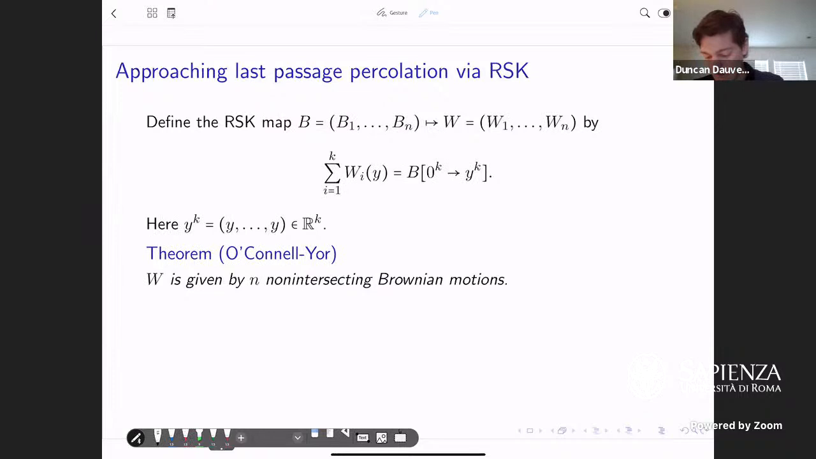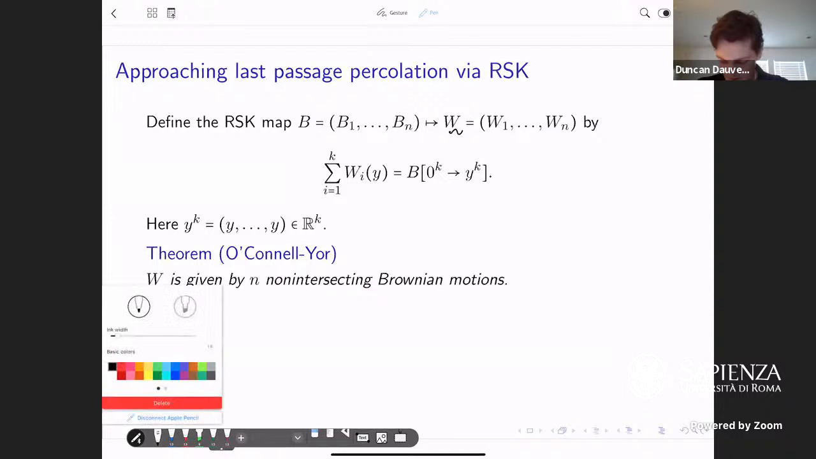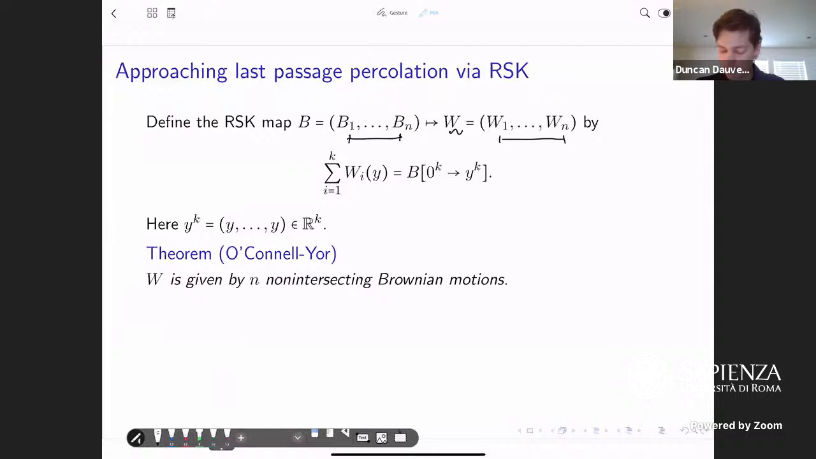So usually, for those who are familiar with RSK, often it's presented as a correspondence between an array of numbers and two semi-standard Young tableaux, so an array of non-negative integers and two semi-standard Young tableaux. And here, this is kind of a functional version where our output corresponds to one of these Young tableaux. So what's the picture? We take n Brownian motions to start. We spit out n functions, W1 through Wn.